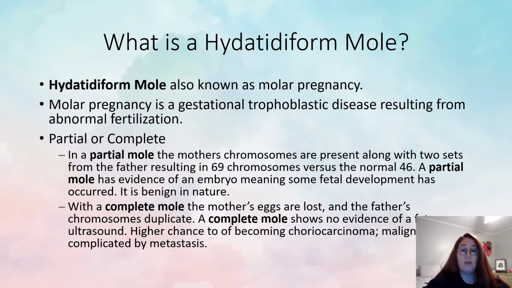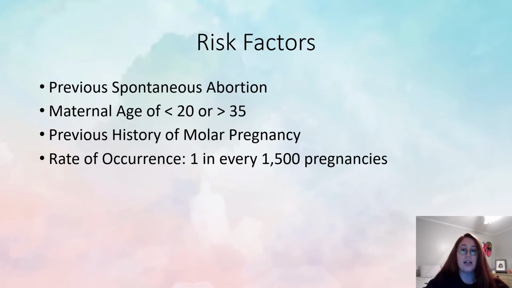With a complete mole, the mother's eggs are lost and the father's chromosomes duplicate. A complete mole shows no evidence of fetal development on the ultrasound and a higher chance of becoming choriocarcinoma, which is a malignancy complicated by metastasis. Risk factors include previous spontaneous abortion, maternal age of less than 20 or greater than 35, and previous history of molar pregnancy. The rate of occurrence is 1 in every 1,500 pregnancies.